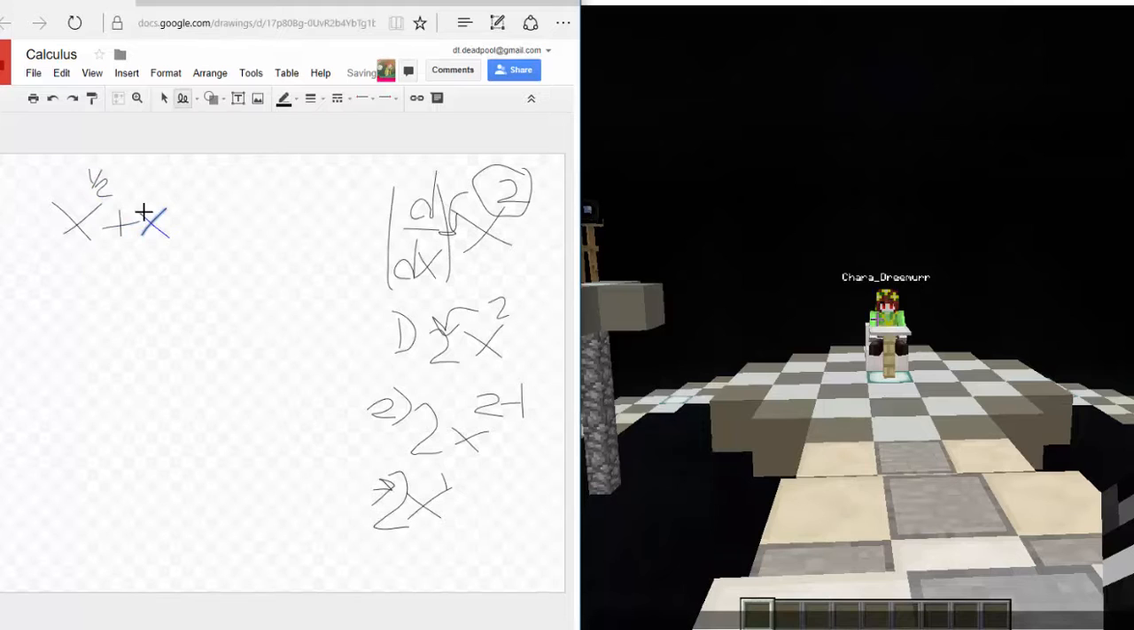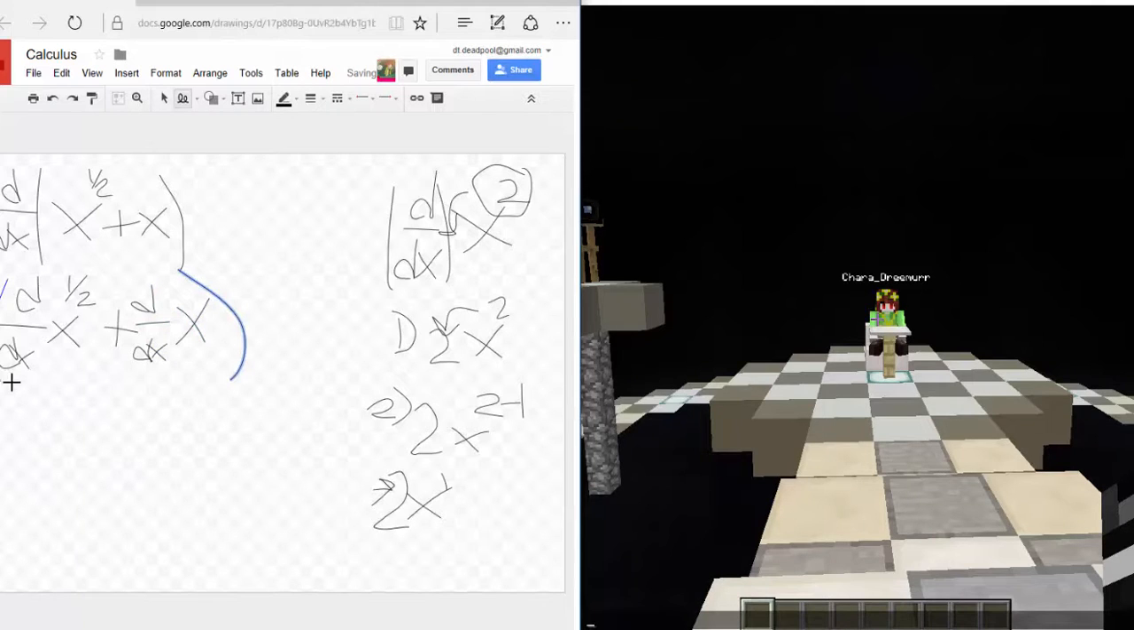plus x, when I tell you to find the derivative of it, I'm saying do this. Just like before, d dx, the derivative of that equation. d dx just means derivative. So the derivative of that whole equation is also the derivative of the first one plus the derivative of the second one. Now that it's split up, it's easier to do.